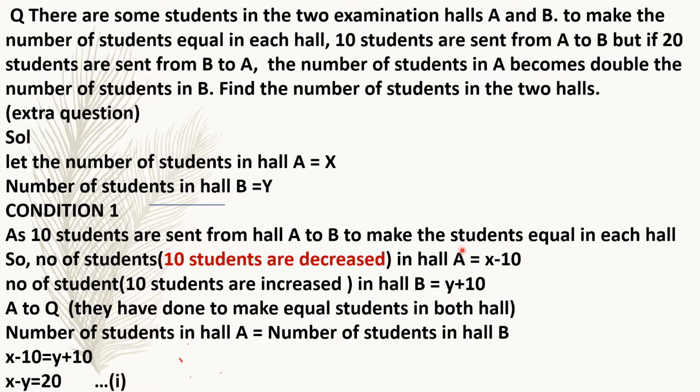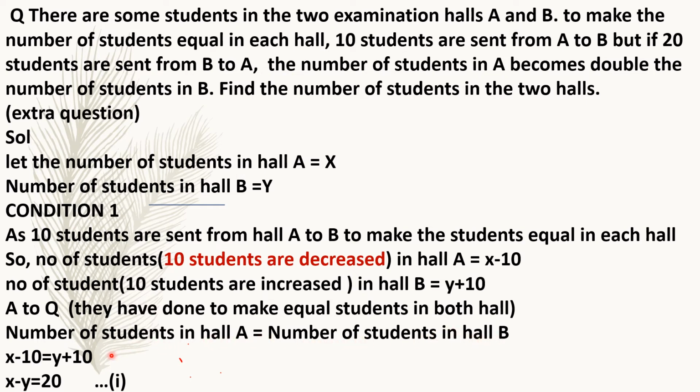Now after it, they have done to make equal students in each hall. So after it, the number of students in hall A is equal to the number of students in hall B. After doing this, when they have sent 10 students from hall A to B, the number of students in hall A is equal to the number of students in hall B.